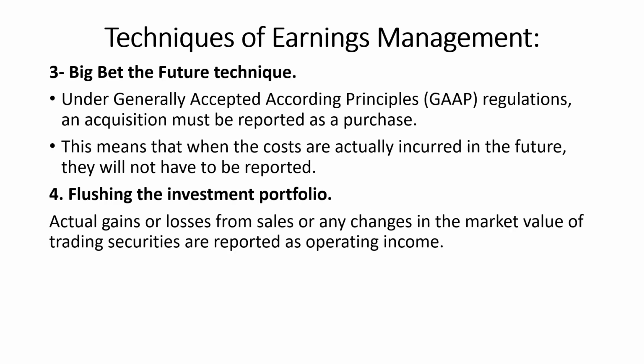Okay? The third one is the big bet on the future technique. Under the generally accepted accounting principles, which is the GAAP regulations, an acquisition must be reported as a purchase. So if you have an acquisition, it will be reported as a purchase under the generally accepted accounting principles. And this means that when the costs are actually incurred in the future, they will not have to be reported. The fourth one is the flushing of the investment portfolio. This means that actual gains or losses from sales, or any changes in the market value of trading securities, are reported as operating income. If you have changes in the market value of trading securities, this will be reported as operating income, and this is under the flushing of the investment portfolio.